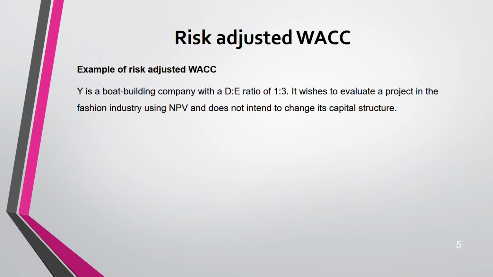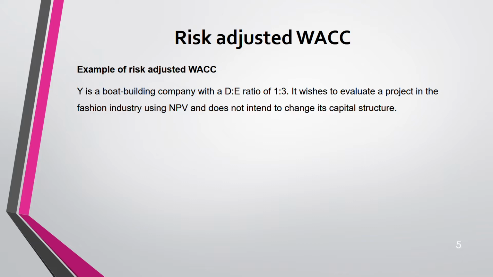These are some examples. Let's say Y is a boat building company with a D/E ratio, D means debt to equity. Debt is 1, equity is 3, so 1 is to 3. They wish to evaluate a project in the fashion industry. They are in what industry? Boat building. They want to evaluate a project in the fashion industry. Automatically, risk is different. Business risk is different, definitely. We don't know about finance risk yet, but business risk is different, because Y is in boat building and they want to evaluate a project in the fashion industry. It's a different industry. Different industry means risks are different.